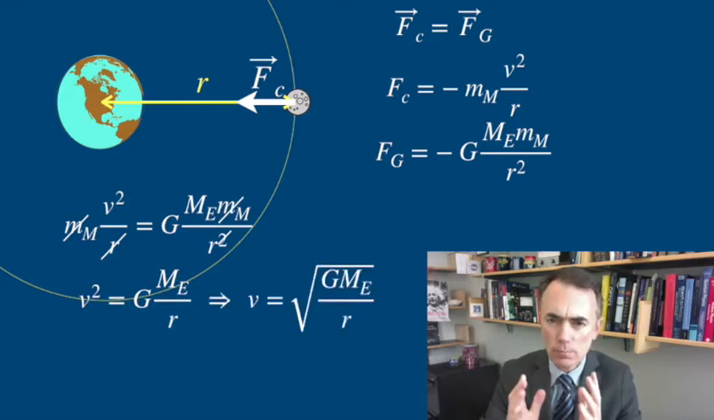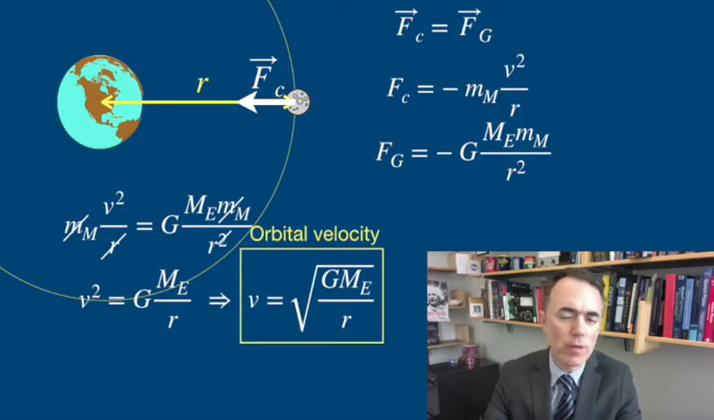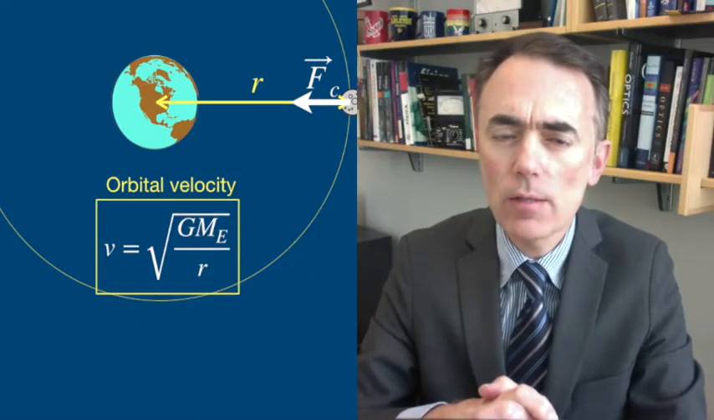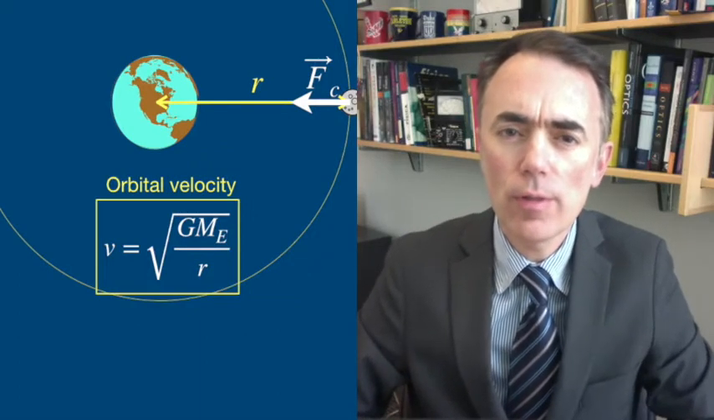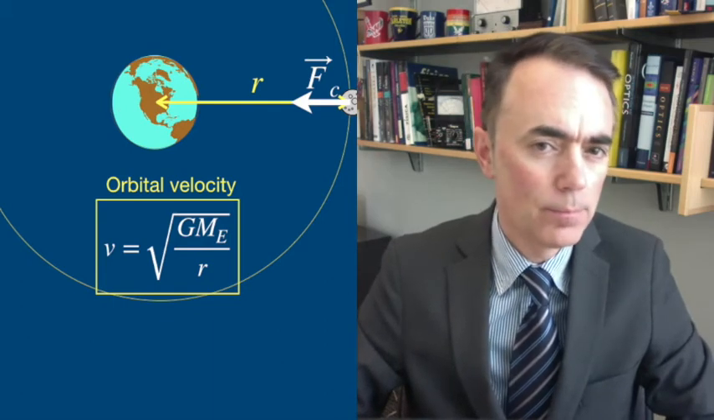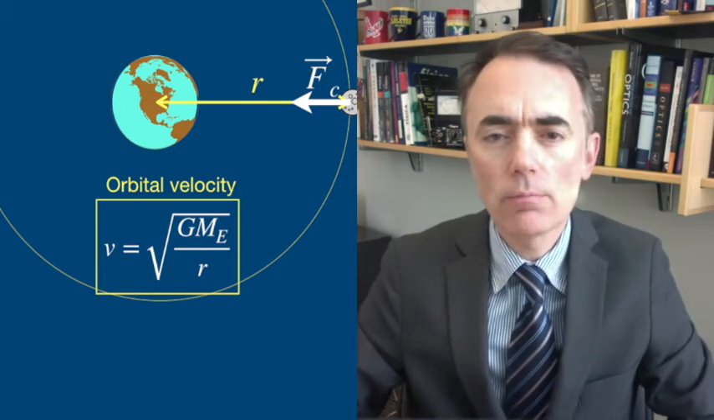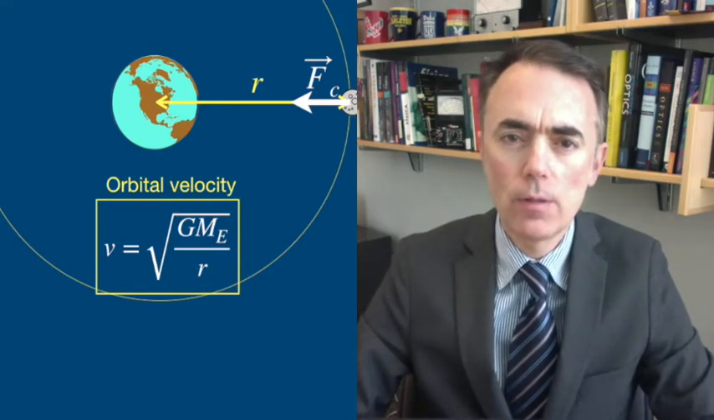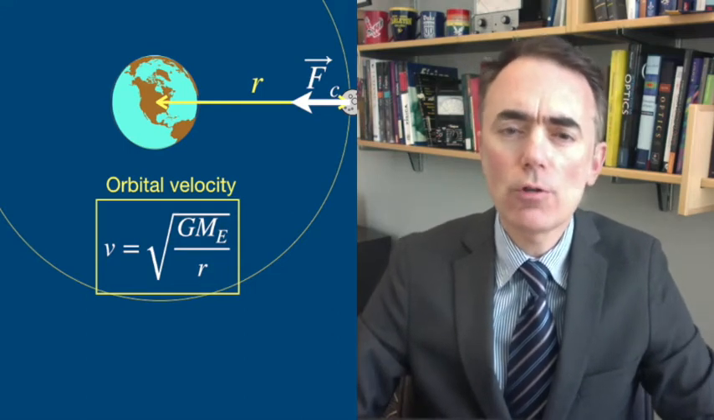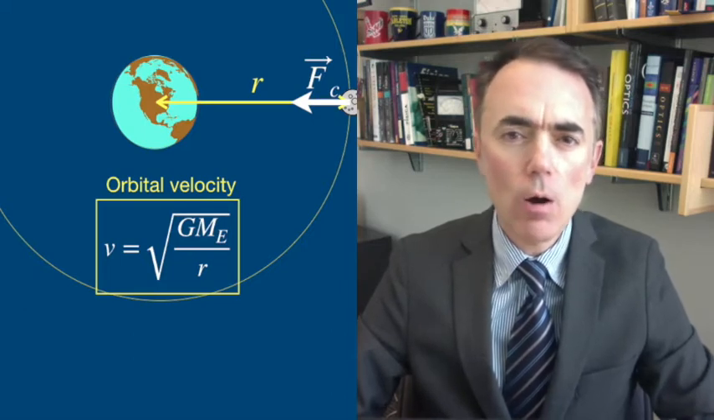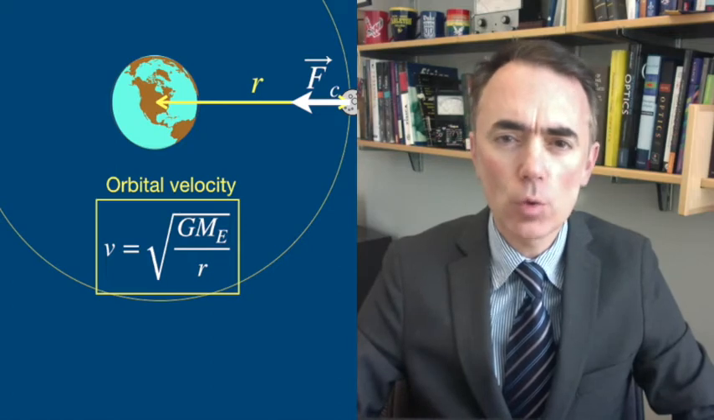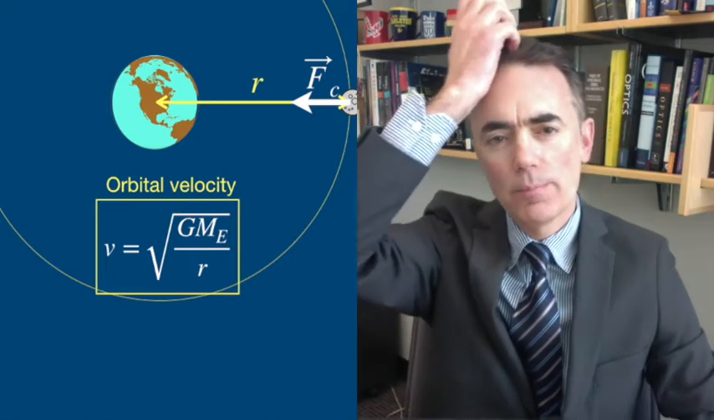V is equal to the square root of G times the mass of the Earth over the radius of the trajectory. Look, this result does not depend on the mass of the Moon, only on the mass of the Earth and the distance from Earth to Moon. This calculation is valid for any satellite, natural or artificial. So if we want to put an artificial satellite in orbit at a distance r from the center of the Earth, this is the velocity that it needs to have in order to be in a stable circular orbit.